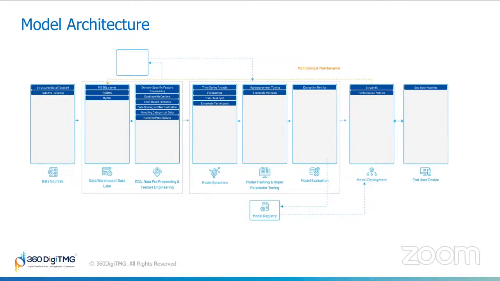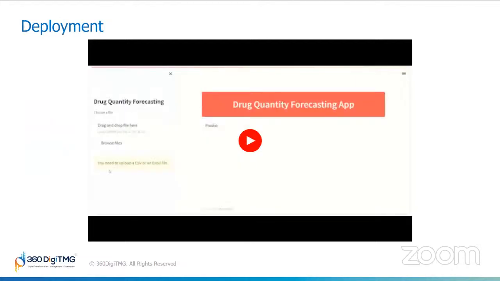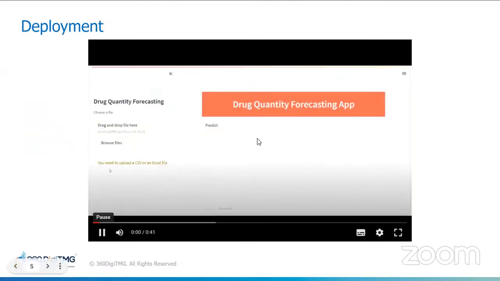The MAPE that we were looking to achieve was less than 10%, and we were getting much better results, close to 2% to 3%. And we deployed the model that we came up with using Streamlit and in AWS, and that is about the project architecture. Coming to our deployment, I will just show you how it is deployed.